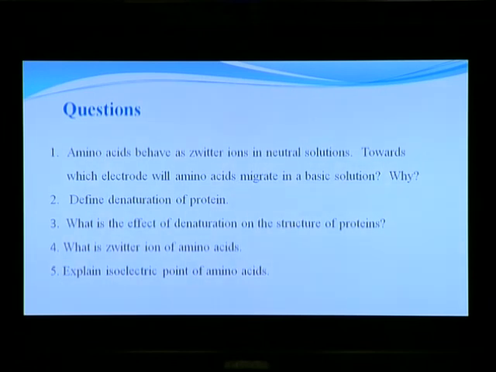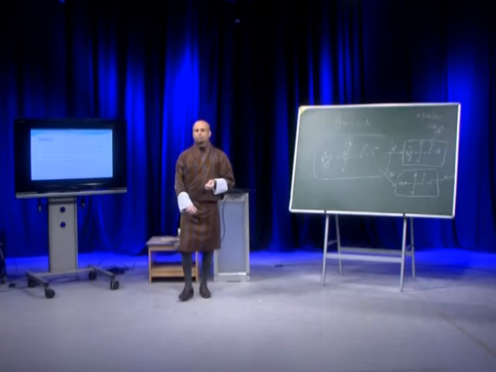Second, define denaturation of protein. Third question, what is the effect of denaturation on the structure of proteins? Fourth, what is a zwitterion of amino acids? And the last question is, explain the isoelectric point of amino acids. Please explore, go through different sources, maybe you go through a textbook, get help from your chemistry teacher and try to answer these questions.